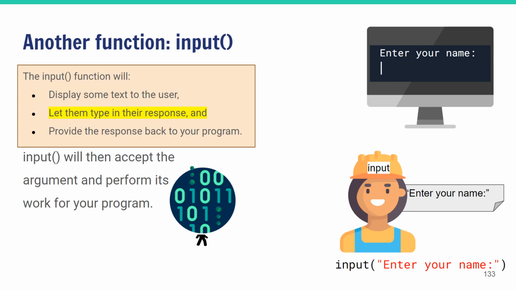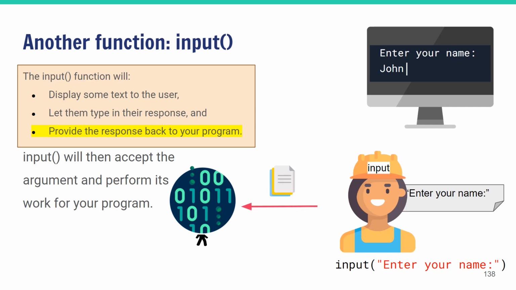Now the next thing it does, which moves beyond the print function, is it will pause and allow the user to type in some information using the keyboard. So here the function will display the little cursor and it will wait for the user to type in information. So the user comes along, presses some keys on the keyboard, in this case types in the name, presses enter, and at this point input will then move to its third step, which will take the response that the user typed in and give it back to the program.